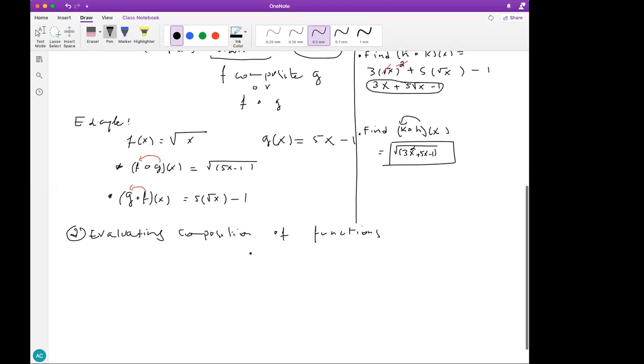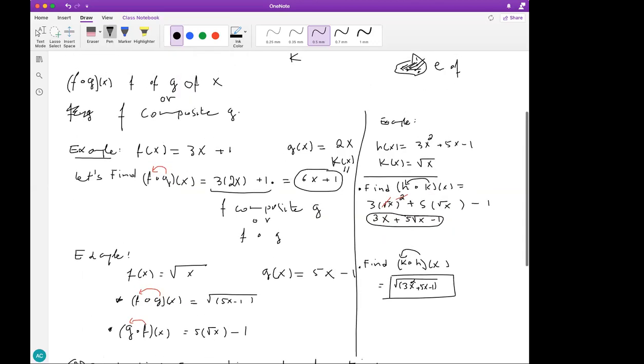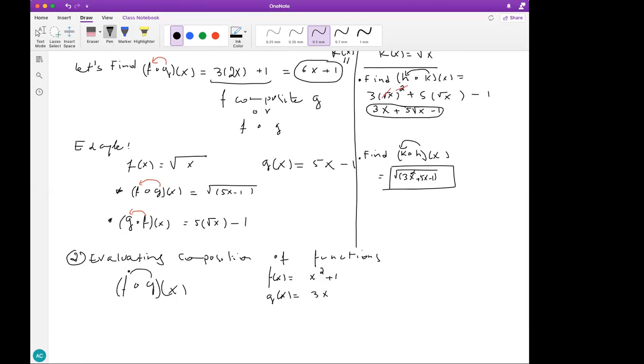So the notation sometimes could be f of g of x, right? So let's say you have two functions, f of x, let's say x to the second plus 1. We need another function, g of x, maybe 3x. So the question says find f of g of x. We know what to do, just like this. So you plug this into this.